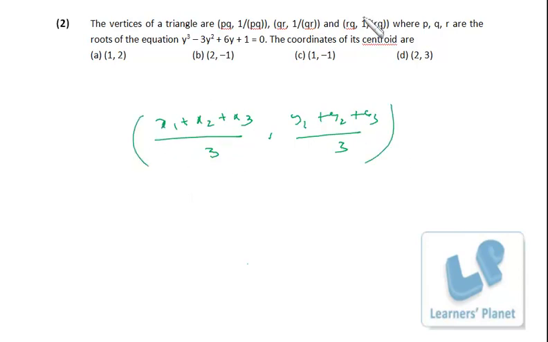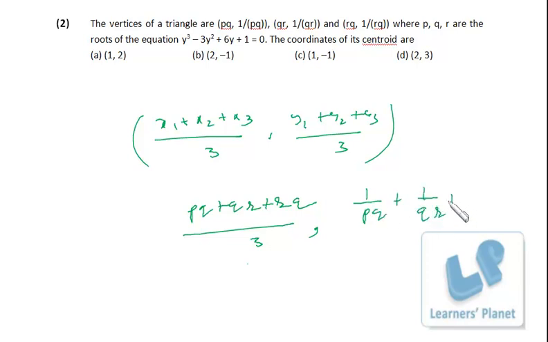Here the vertices are something different. So the sum of the x coordinates by 3, the sum of the y coordinates by 3, these are the coordinates of the centroid, right? Now here, the x coordinate will be (PQ plus QR plus RP) by 3, and the y will be (1 upon PQ plus 1 upon QR plus 1 upon RP) by 3. So this can be written as, I'm just writing down the y coordinate over here, we can take the LCM, so I'll be getting (P plus Q plus R) by 3PQR.